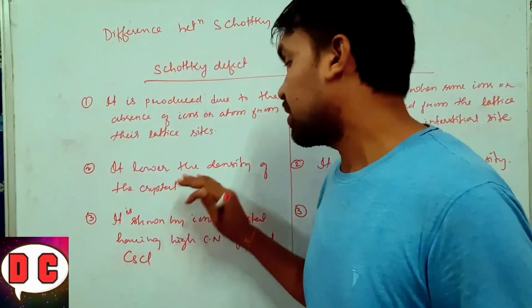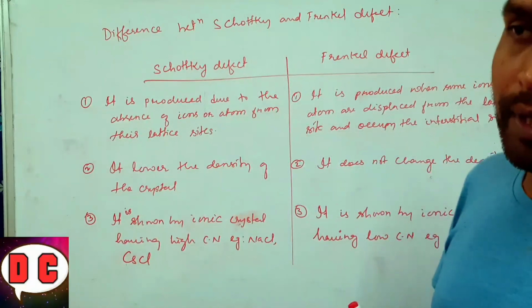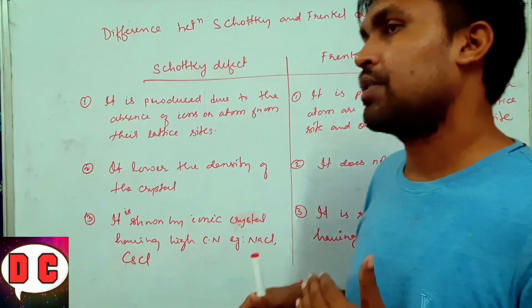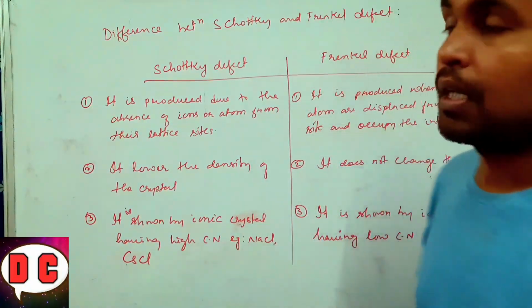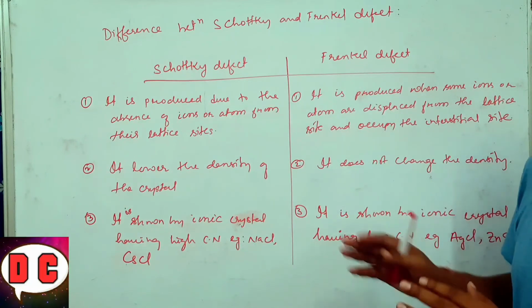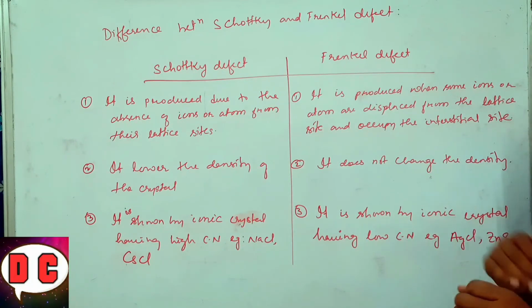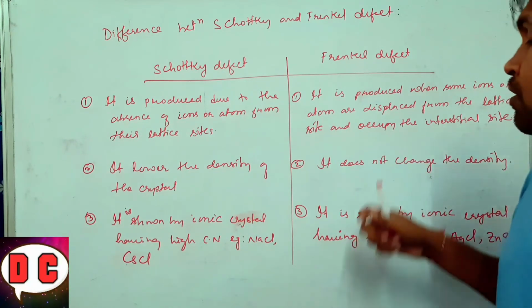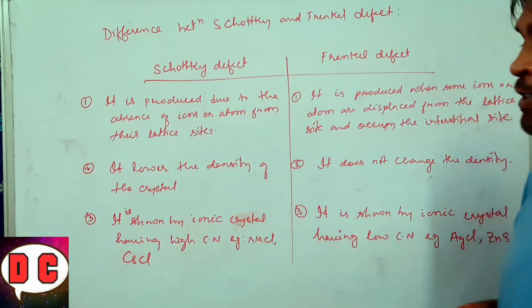Schottky defect generally changes the density of a crystal. That means the density of the crystal will be reduced. Whereas in Frenkel defect you will find there is no change in density. They have just displaced it. They did not leave the crystal. So here density will remain unchanged.